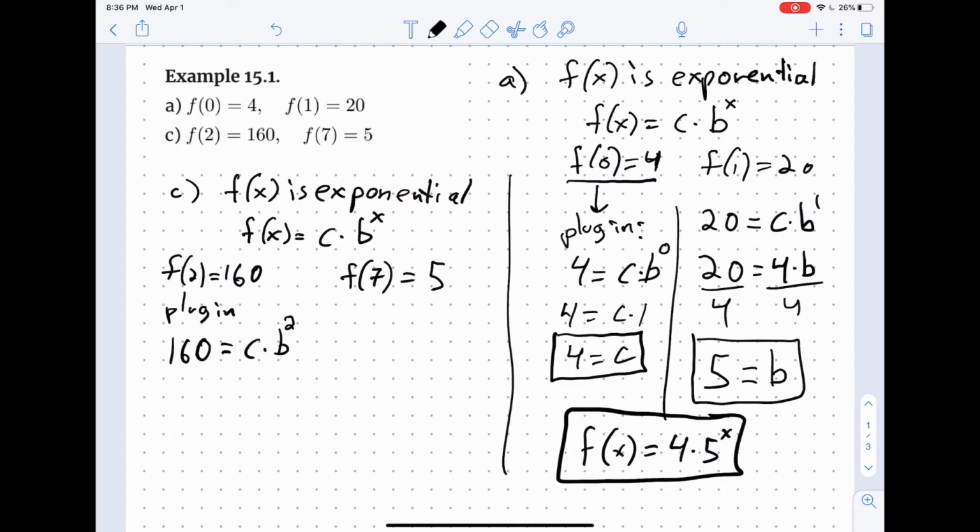Now this is annoying because here we don't have the input being 0, which means that b to the 0, we don't get that disappearing. This is b squared. Whatever b is, that number squared appears here. And so unfortunately, we don't eliminate one of the variables immediately. This is in contrast to the situation in part A, where the b immediately disappeared and we were able to get one of the variables. So what do we do? We just pause right here, and we go ahead and plug the other one in also.